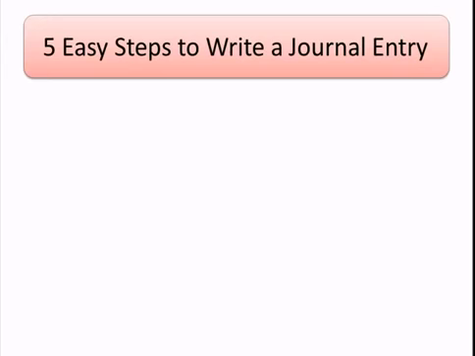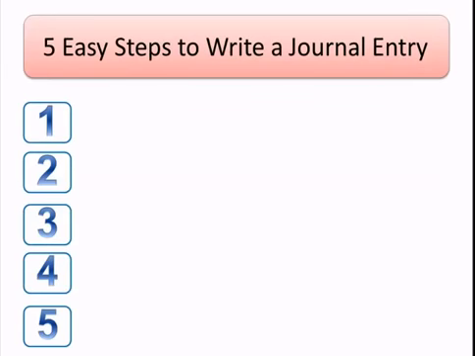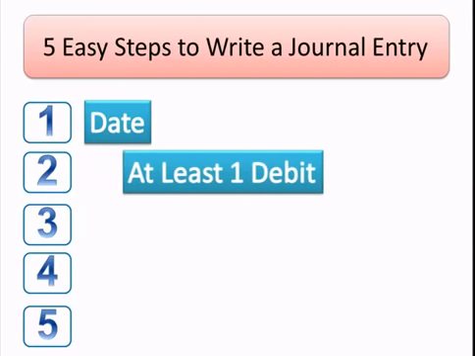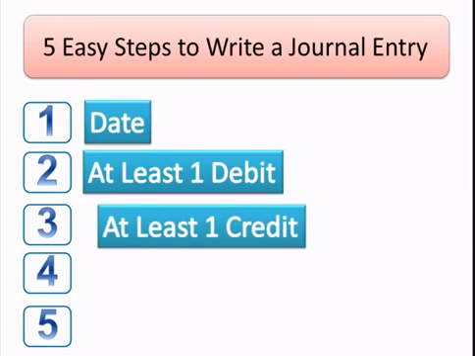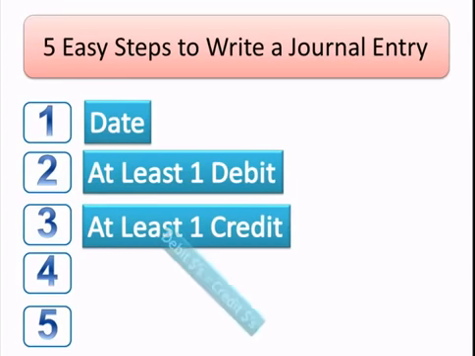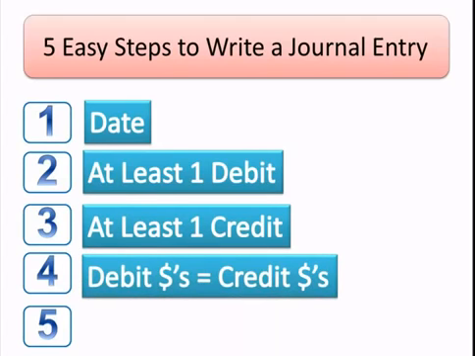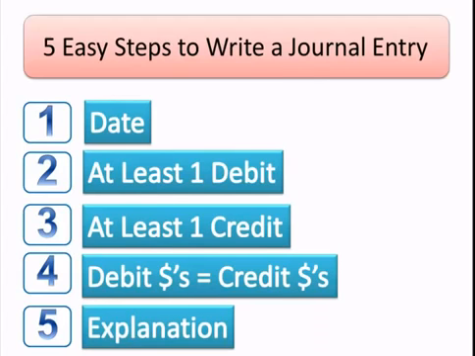Now we're ready for our 5 steps. Step 1, we need a date. The date that the transaction occurred. Step 2, we need at least 1 debit. Step 3, we need at least 1 credit. Step 4, the total of the dollar amounts of the debits must equal the total of the dollar amounts of the credits. And finally, step 5, we need an explanation as to why we're writing the journal entry.